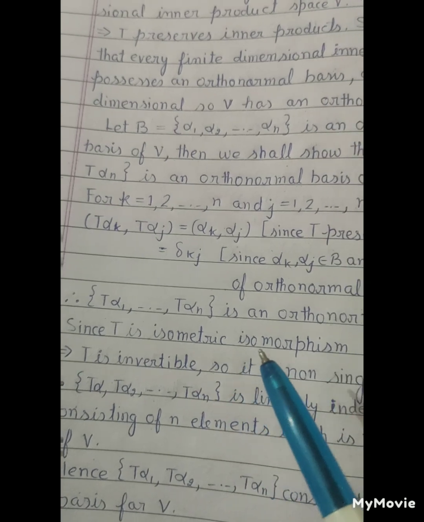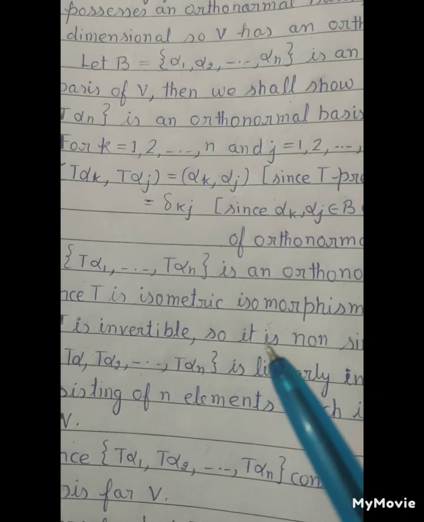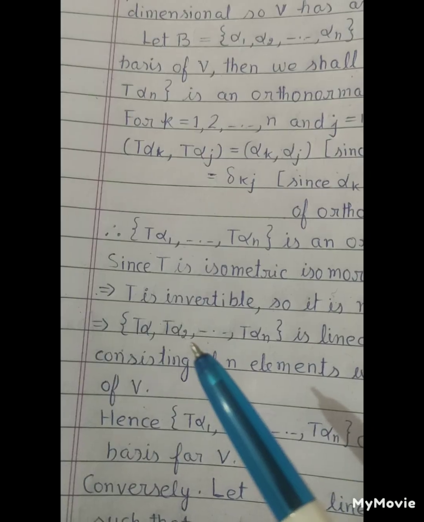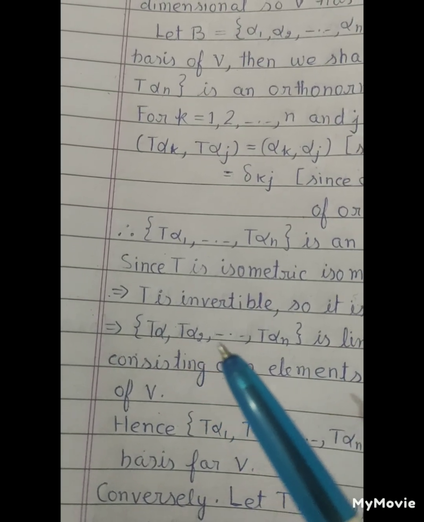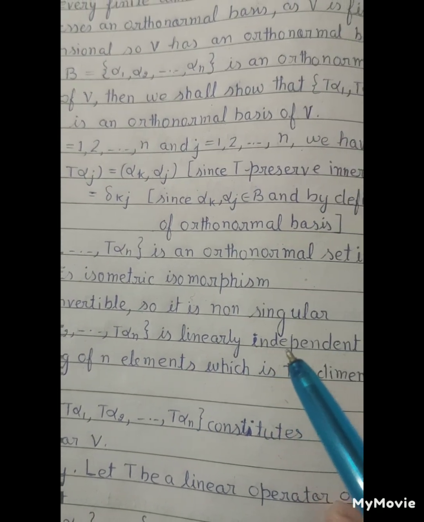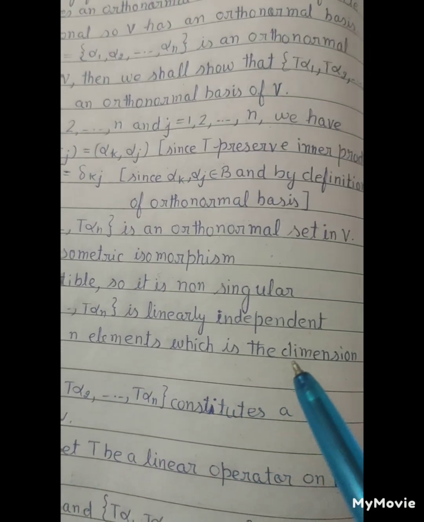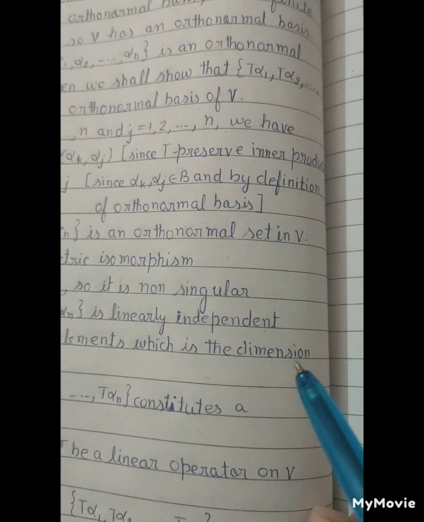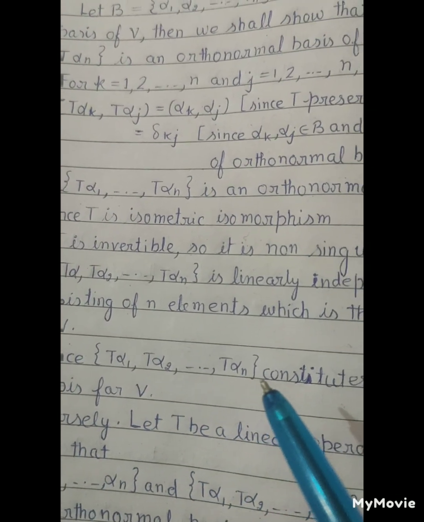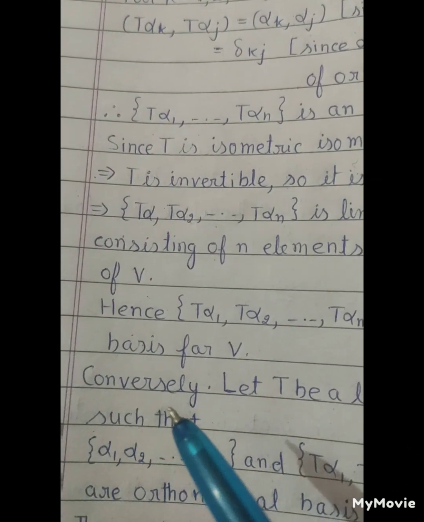Since T is an isometric isomorphism, which implies T is invertible, so it is non-singular, which implies T of alpha 1, T of alpha 2, and T of alpha n are linearly independent, consisting of n elements, which is the dimension of V. Hence T of alpha 1, T of alpha 2, and T of alpha n constitute a basis for V.